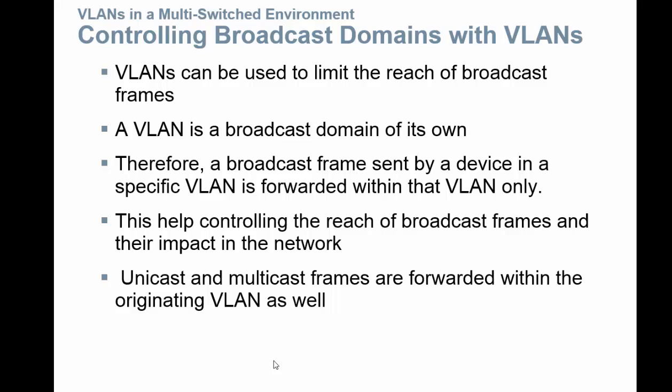Our VLANs do help us control broadcast domains, and they're used to limit the reach of the broadcast frame itself so that it's not going into other VLANs. The VLAN is a broadcast domain in and of itself. The broadcast frame sent by a device in a specific VLAN is forwarded within the VLAN only. And this helps control the reach of the broadcast frames and their impact on the network, and the unicast and multicast frames are forwarded within the originating VLAN as well.